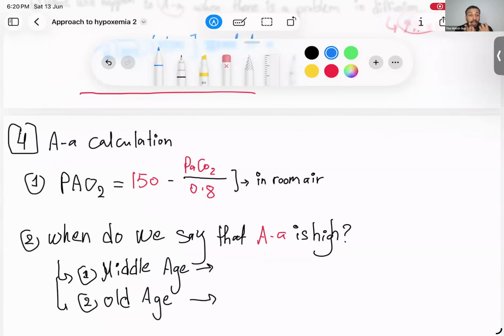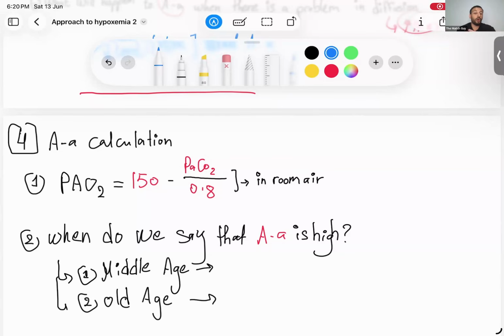So, is the AA calculation important to do in every single question? It's not important at first. You can answer the question without calculating it. However, if you get stuck, if you don't know what this patient has clinically, you can do the AA calculation, and it's going to break up half or more than half of the differential diagnoses for you. So we're going to talk about how we can measure the AA gradient and what the normal ranges are.